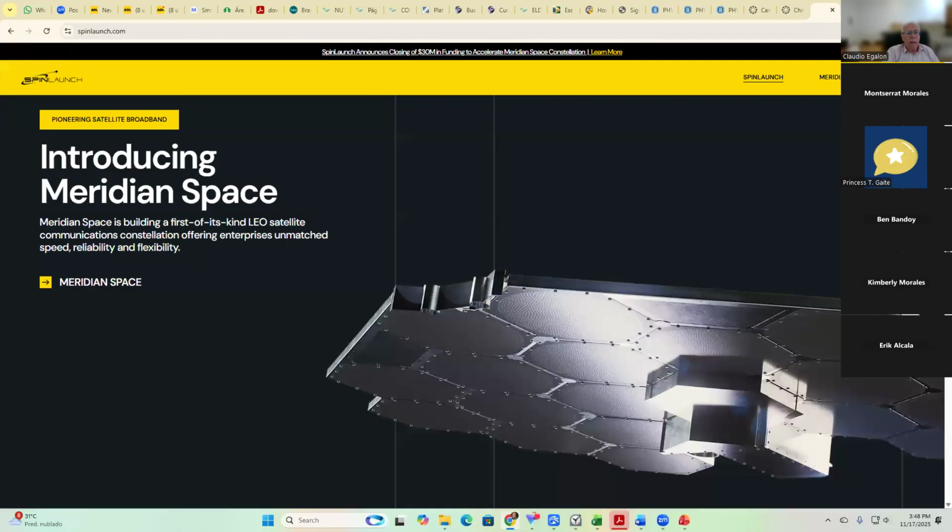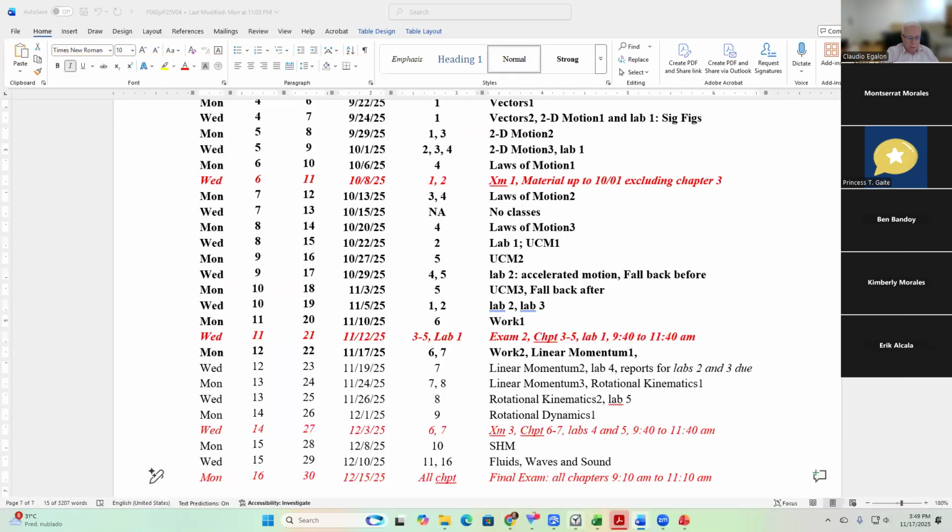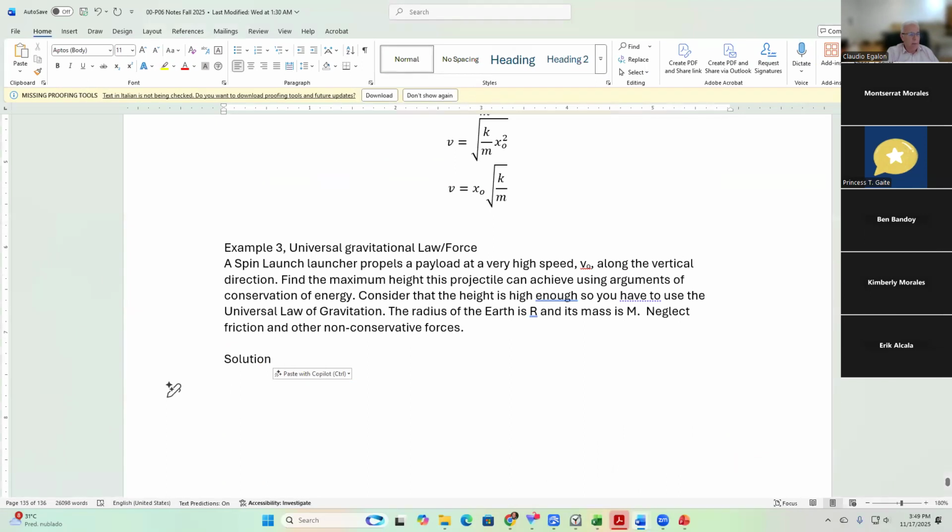But what this problem is all about, right? Let's go back to our problem. Propels a payload at very high speed along the vertical direction. They can propel it in the vertical direction as well as in the horizontal direction too, okay? Find the maximum height this projectile can achieve using arguments of conservation of energy. Consider that the height is high enough, so you have to use the universal law of gravitation, okay?